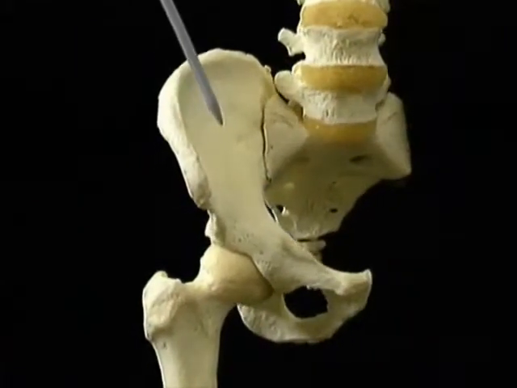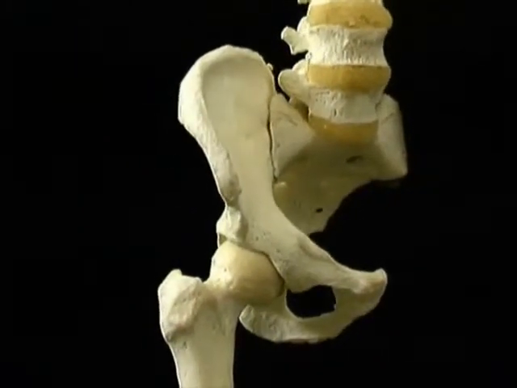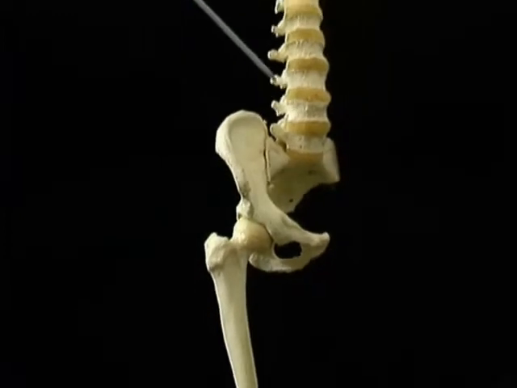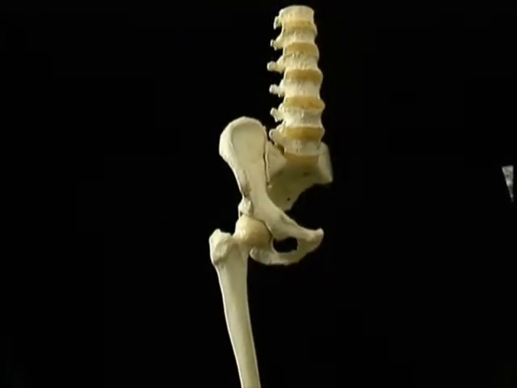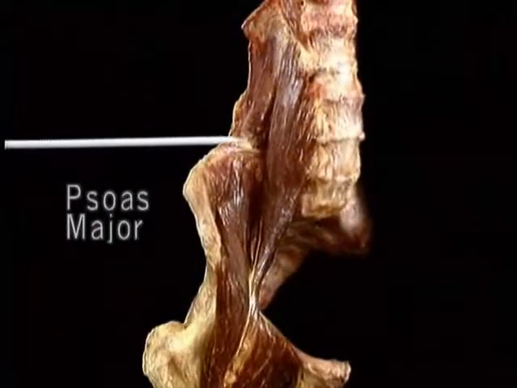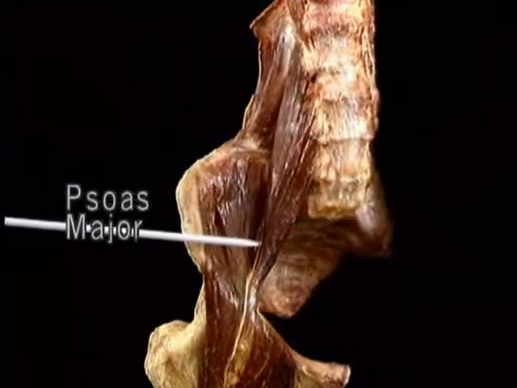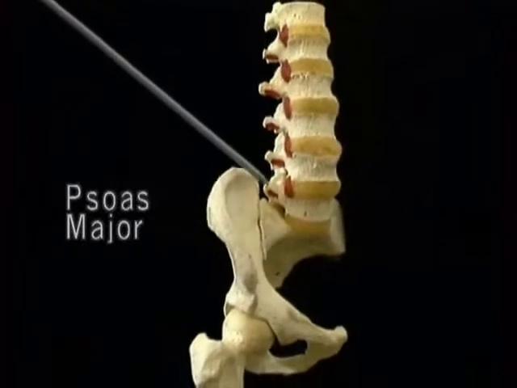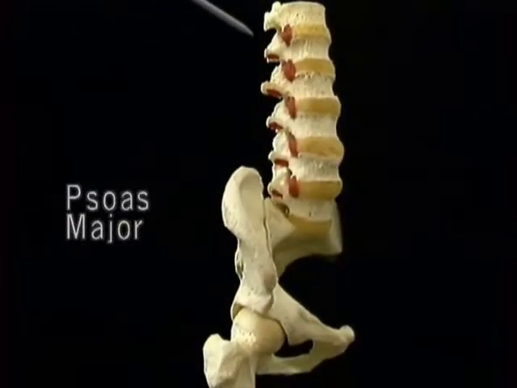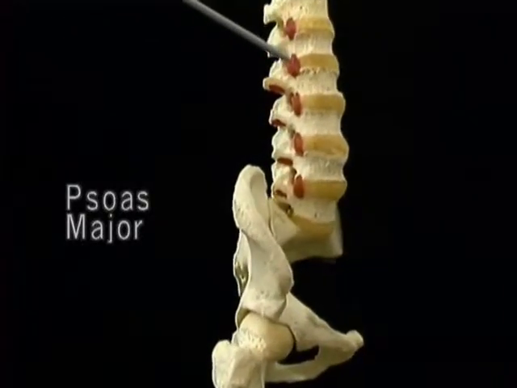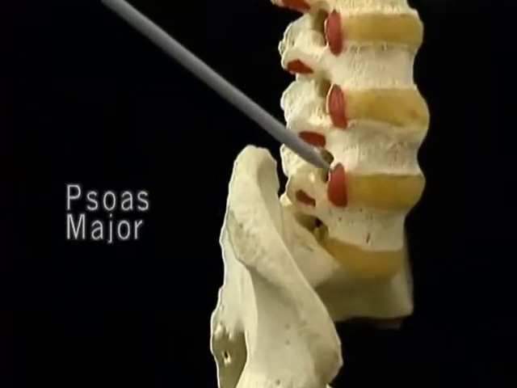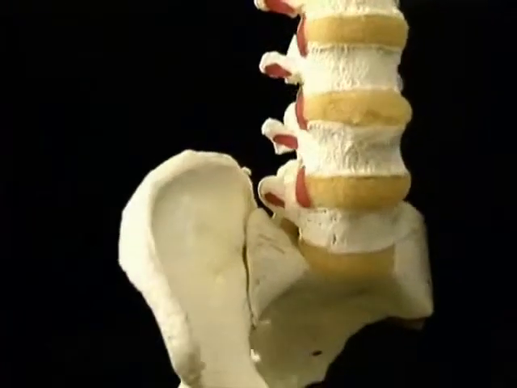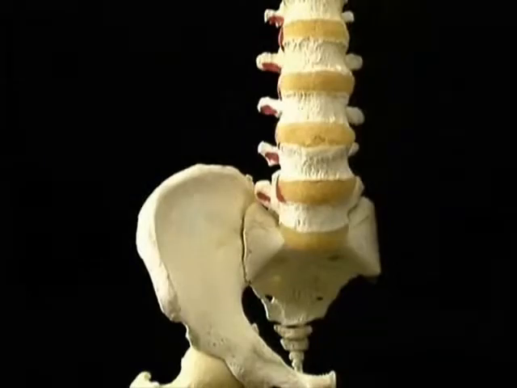Iliacus arises here from the iliac crest, psoas major from all the way up here on the lumbar spine. Here's psoas major. Psoas major arises from the transverse processes of all 5 lumbar vertebrae and from the sides of the intervertebral discs and the adjoining vertebral bodies. We'll see its insertion in a moment.